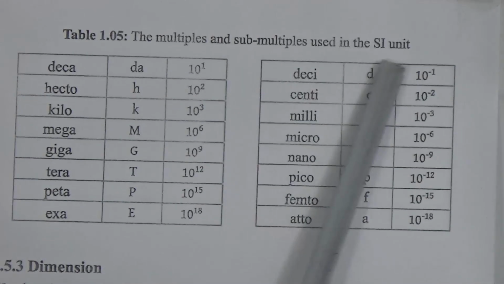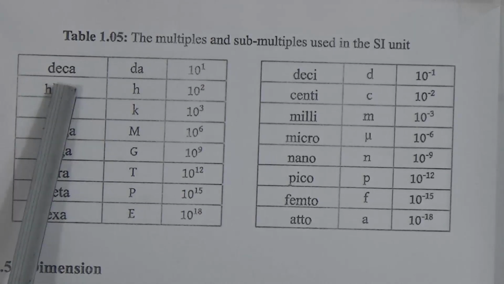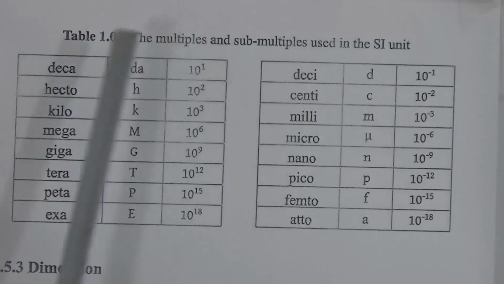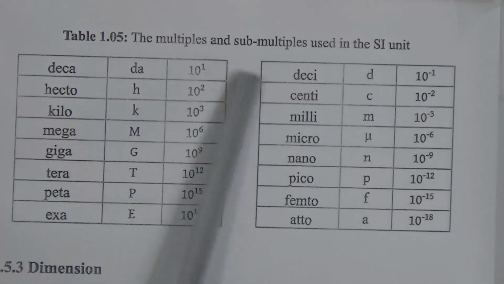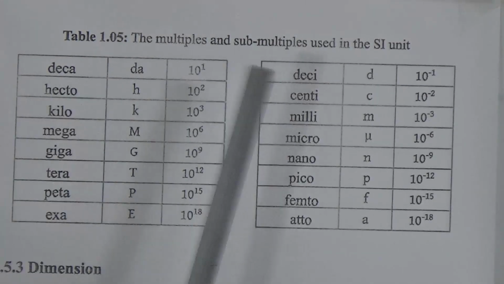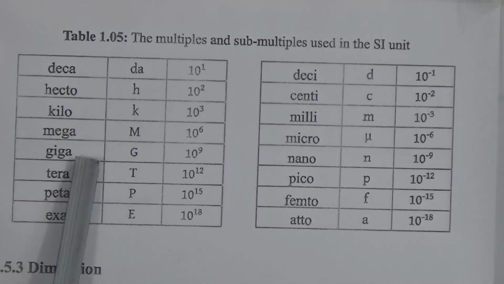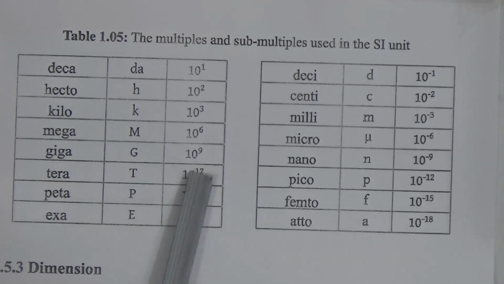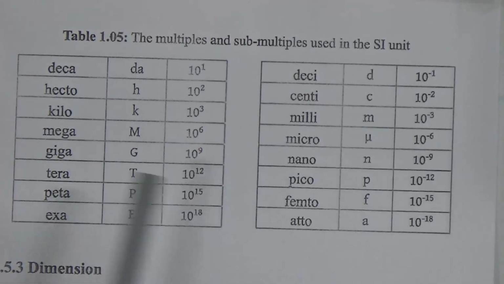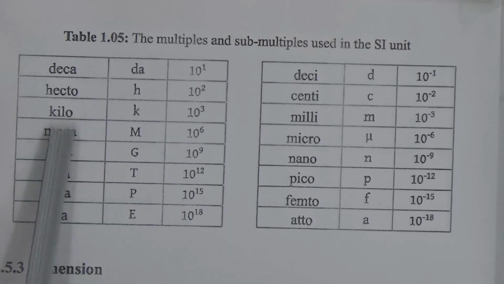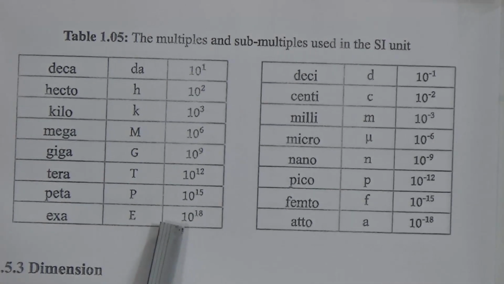Now look at this table, the multipliers and submultipliers used in SI units. Where deca, hecto, kilo, mega, giga, tera, peta and exa. There is a symbol and here is the number. Deca means 10^1, hecto 10^2, kilo 10^3, mega 10^6, giga 10^9, tera 10^12, peta 10^15, exa 10^18. My dear students, you have to memorize this properly for MCQ.